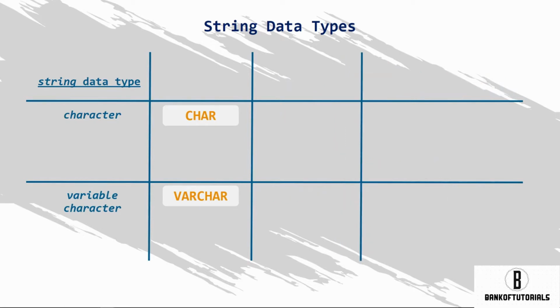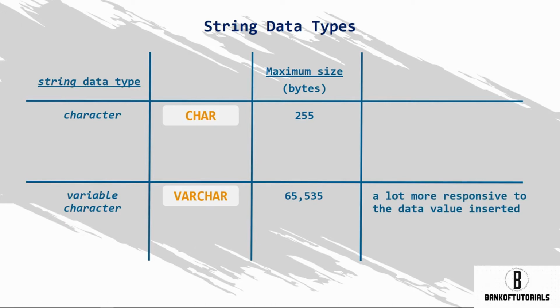A further distinction between the two formats is the maximum size SQL allows for a char and a varchar type. The former cannot be assigned a limit higher than 255 bytes, while the latter can store much longer strings, up to a maximum of 65,535 bytes. You're probably wondering why char exists, considering the fact that varchar is a lot more responsive to the data value inserted. Also, varchar would require smaller storage if the value inserted is shorter than the defined maximum size.